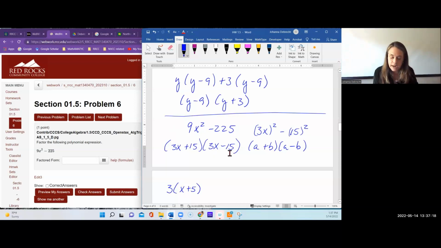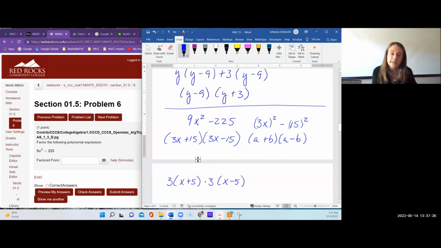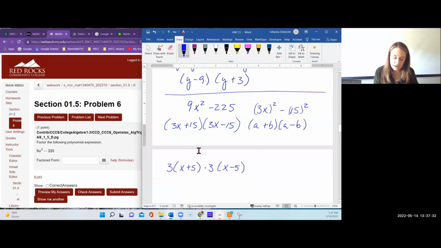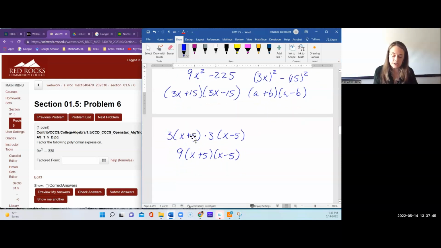The 3x minus 15 also has a common 3. It scoots to the middle at first, but because these are multiplied together, I have what's called the commutative and associative property, so I can reorder them. That will put the 3 at the front with the other 3 and give me a 9 times x plus 5, x minus 5.